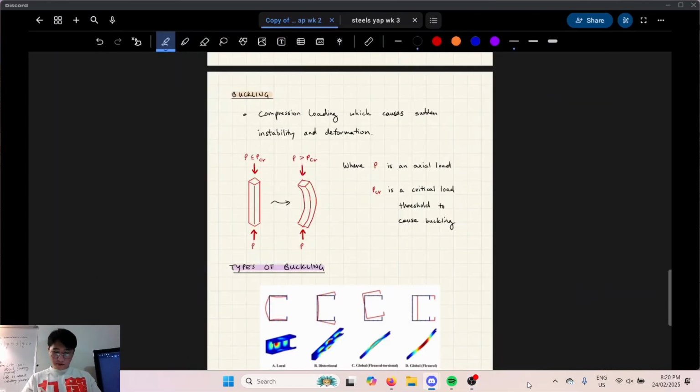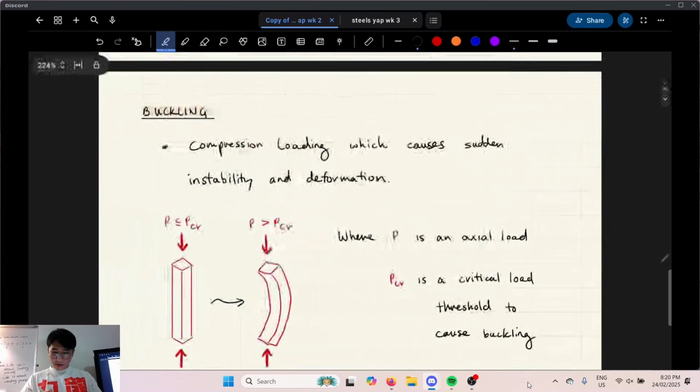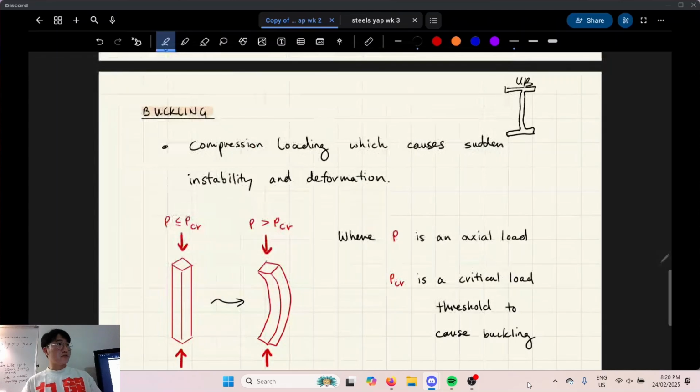Usually, have you guys started looking at OneSteel and stuff? Have you noticed that, say this is a UB, universal beam, they look like that, and then columns look like this.